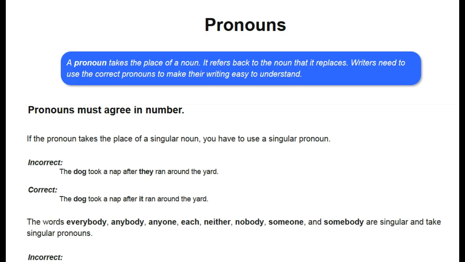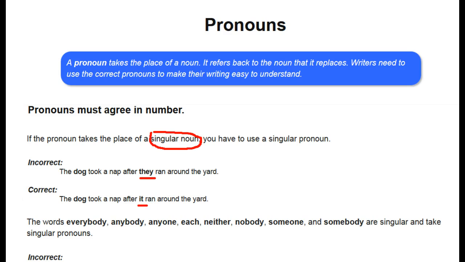First, pronouns must agree in number. If the pronoun takes the place of a singular noun, you have to use a singular pronoun. Here's an example of an incorrect use. The dog took a nap after they ran around the yard. The correct use of the pronoun would be, the dog took a nap after it ran around the yard.